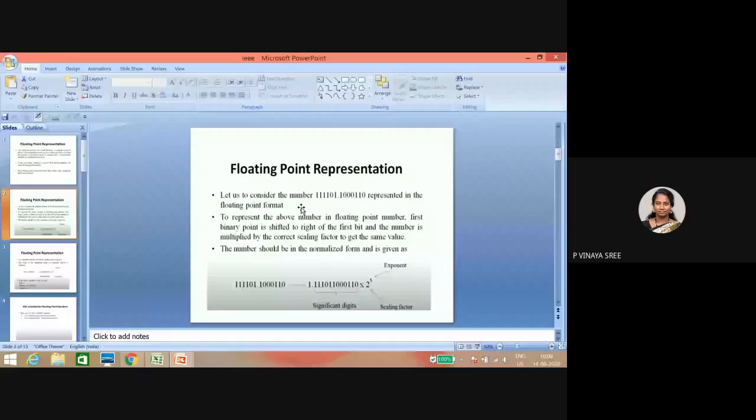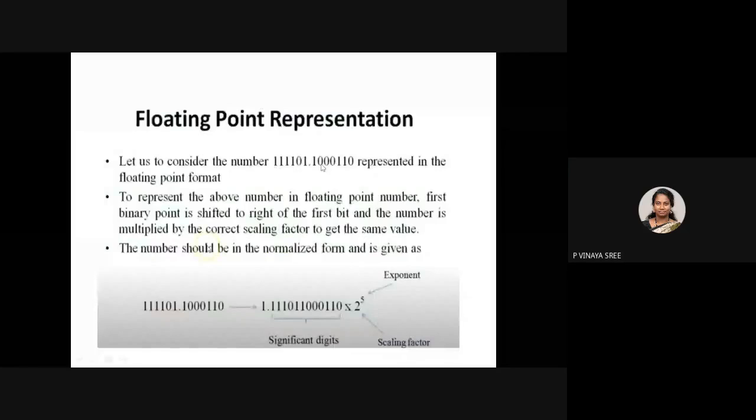Let us consider this example. See here, this is your example, binary representation. In your question, you will not get a binary number directly. What you will get is a decimal number, like 623.567. So what you have to do is convert the given decimal number to binary as a first step. Here I am showing directly a binary number.